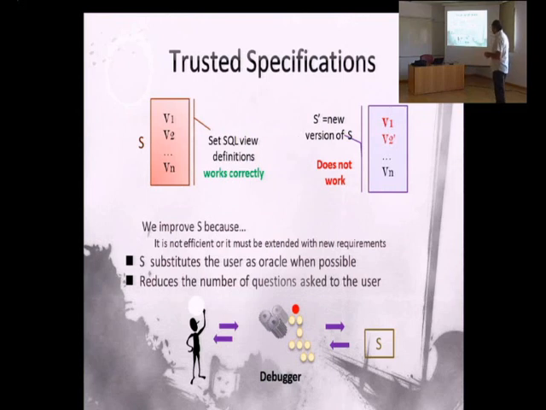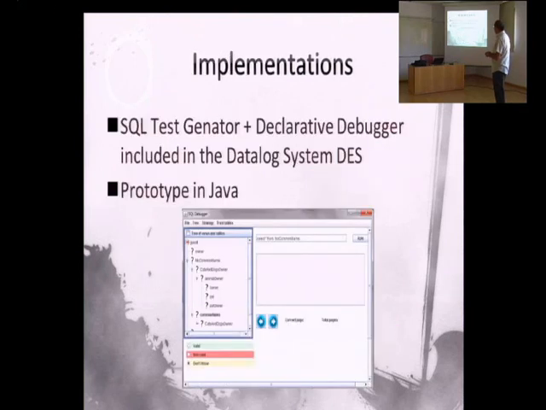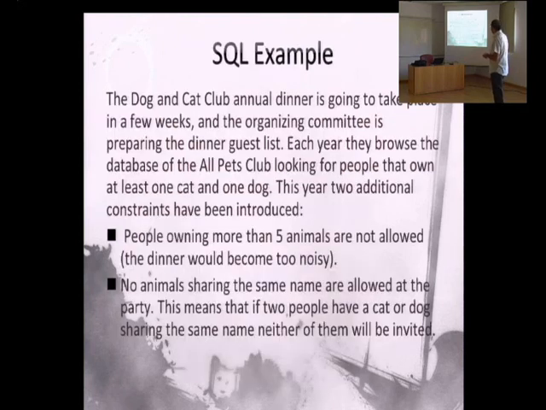We also use trusted specification, and it works well. We have a first version, maybe it's slow or incomplete. We produce a new version and it does not work. Then we can provide the trusted specification to the debugger. The debugger tries to use the trusted specification to save questions. We also have a graphic interface, and we have two implementations, but this is not so important.